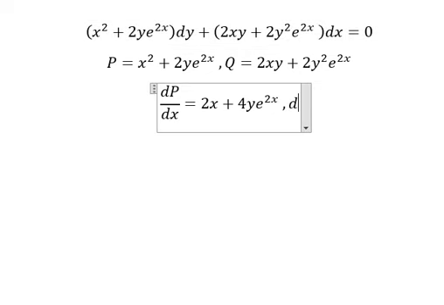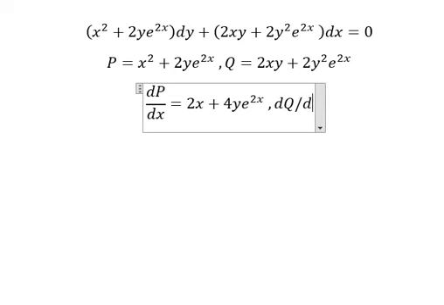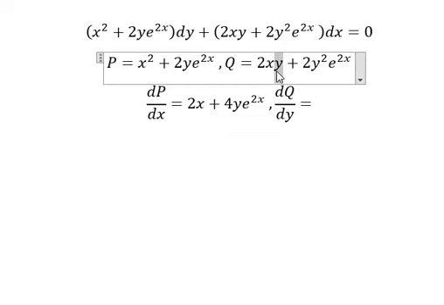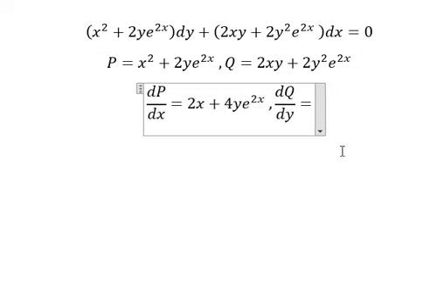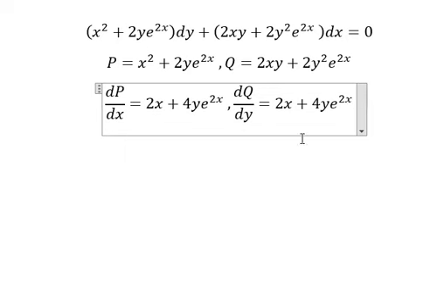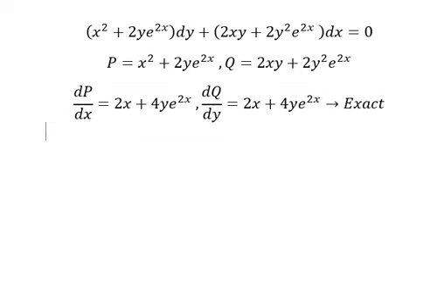That means we need to do first the derivative of q with respect to y. So this one we have number 1. This one we have 2y. And we can see that this one and this one, they are the same. So that is about exact.